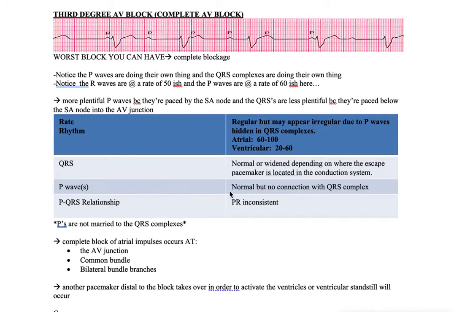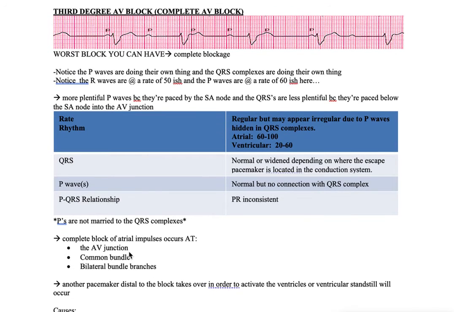So again, P waves normal, but there's no connection with the QRS complex. Again, they're not married to the complexes. That's a really bad thing. Causes an inconsistent relationship. So this complete blockage occurs at the AV junction, common bundle, or the bilateral bundle branches, right? Anywhere along in there, this can occur, okay?